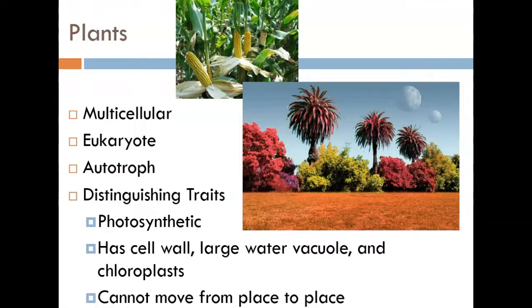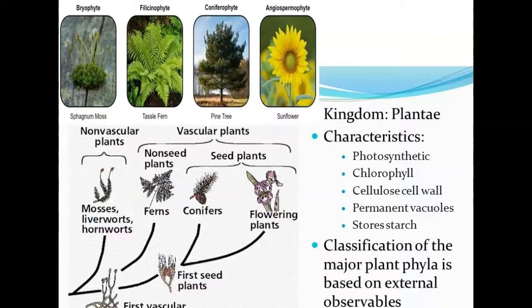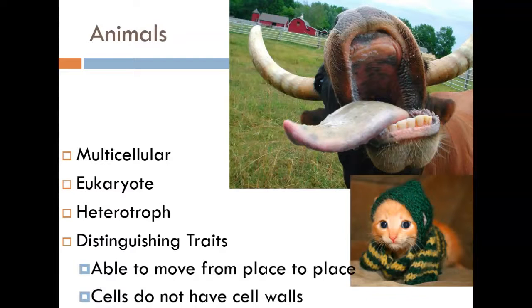Plants are eukaryotes that do photosynthesis. They have a cell wall, large vacuole, and chloroplasts. These are all examples of plants. More examples of plants. Plants are very, very varied. You have pine trees, you have moss, you have ferns, you have sunflowers. These are all plants in the plant kingdom. Animals are multicellular eukaryotes. They're consumers. They're able to move from place to place, but they don't have cell walls. We can only do respiration, not photosynthesis. So we'll start researching the animals in the biomes that you've selected.